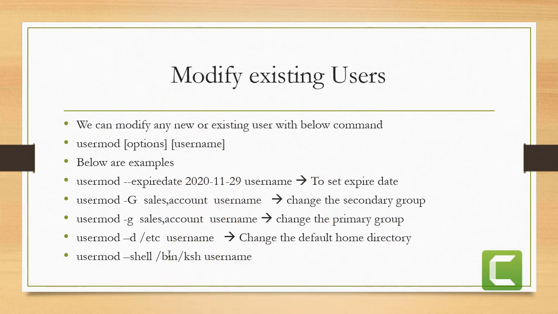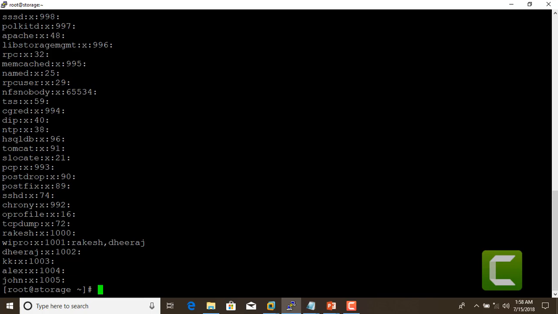Modifying an existing user. How can we modify an existing user? We can modify any new or existing user with the below command: usermod, option, and username. Following our example: usermod --expiredate 2020-11-29 and then the username. So what will happen? We set the user's expiry date. Let me show you that.